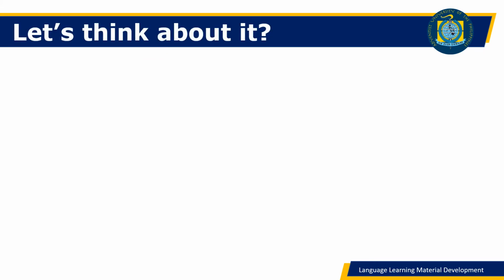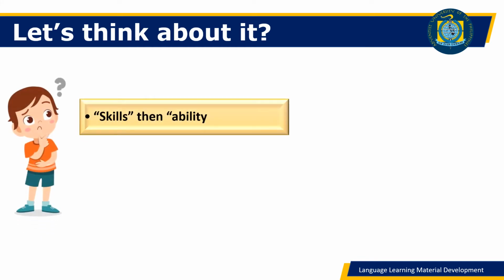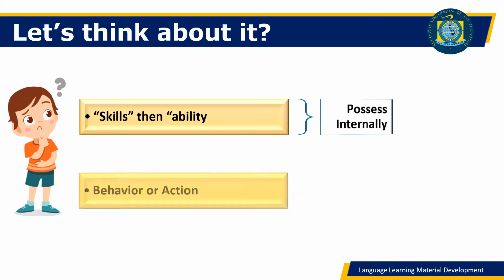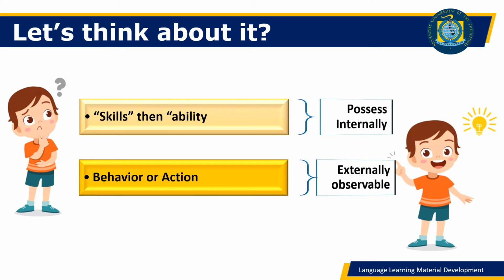Let's think about it. Which one are you going to choose? The skill and ability which is possessed internally, or the other one which is behavior or action that is externally observable? If we choose the former one, we are dealing with a mental construct. It is a theoretical and hypothetical idea or substance containing various conceptual elements that is difficult to observe or measure.